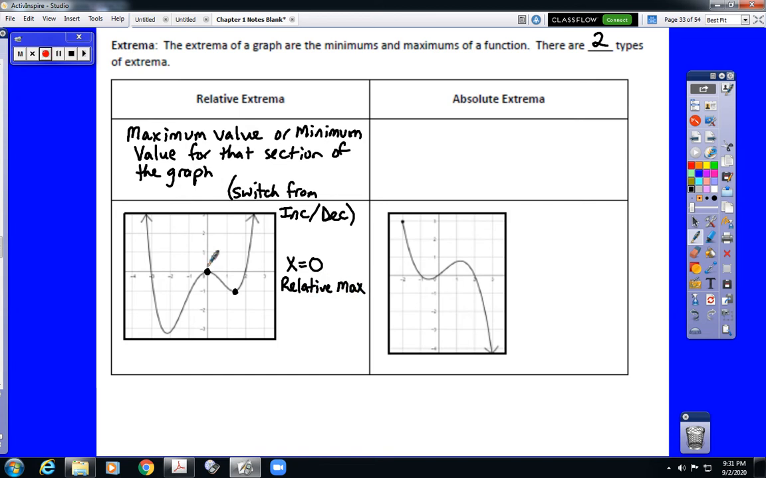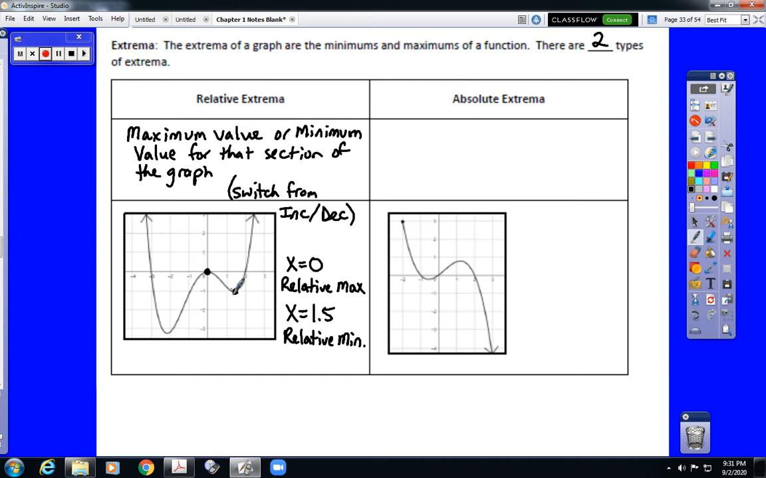because that's the highest point in that part of the graph, but both ends of the graph are higher than that point. So it's not the maximum of the entire graph, it's just that area's maximum. Same thing at roughly x equals 1.5. There we have a relative minimum. Okay? At that point, it's the lowest section of that graph.